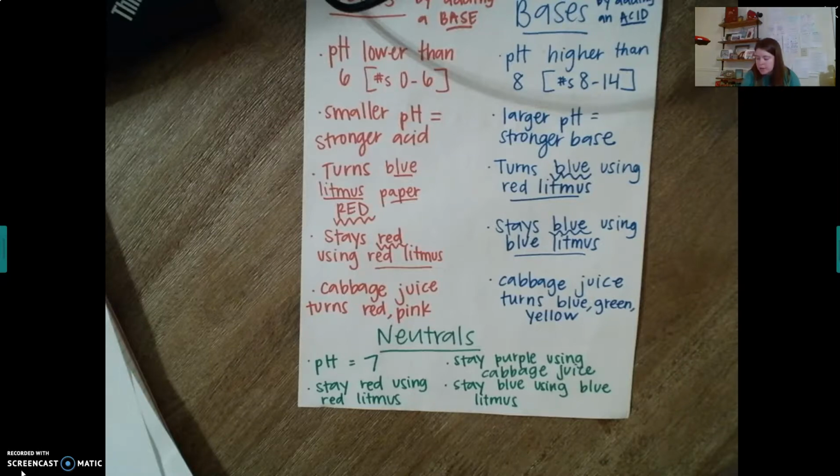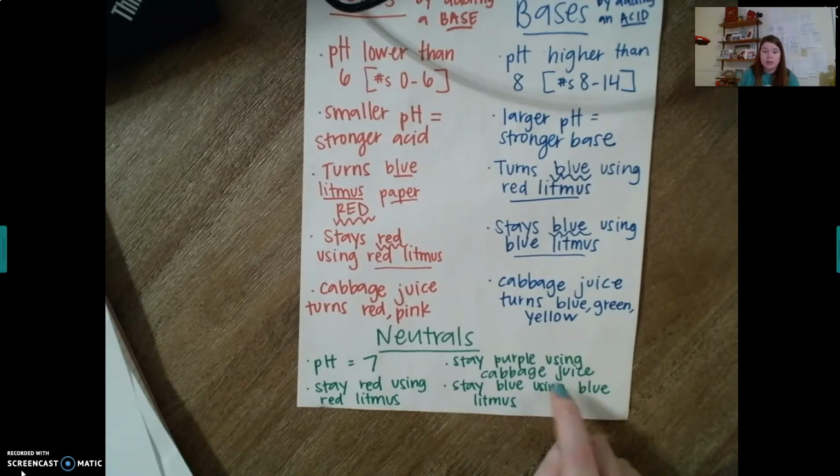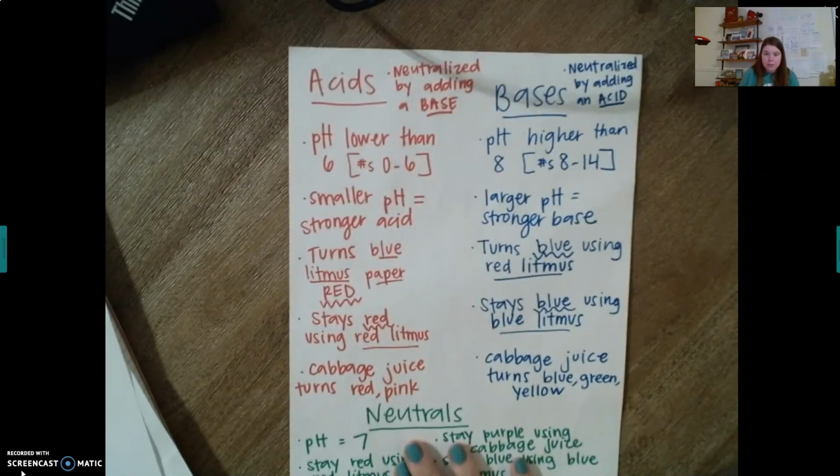You're going to also notice that neutrals are not going to change any of the indicators in any way. So if I'm using red litmus paper and I dip it into a neutral like distilled water, it's going to stay red. Same goes for blue litmus paper. If I dip it into blue litmus paper, it's going to stay blue. If I pour cabbage juice into it, it's going to stay the same color that the cabbage juice was. It is not going to change because neutrals are not going to do anything to alter the indicator in any way.